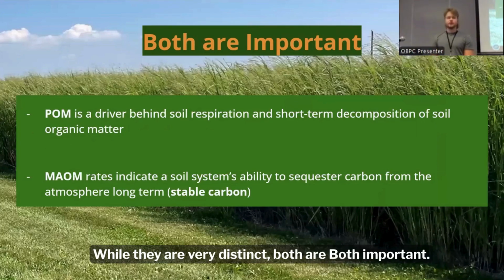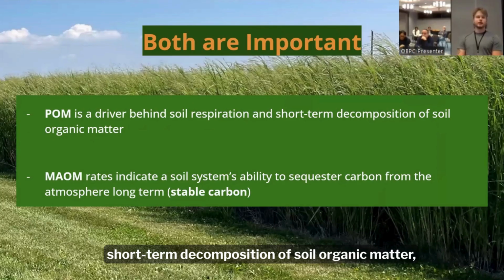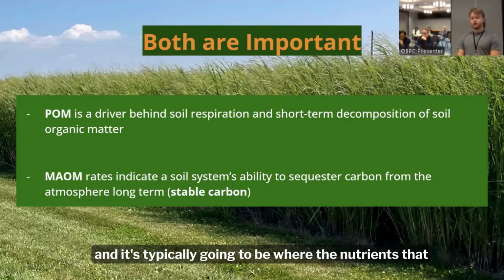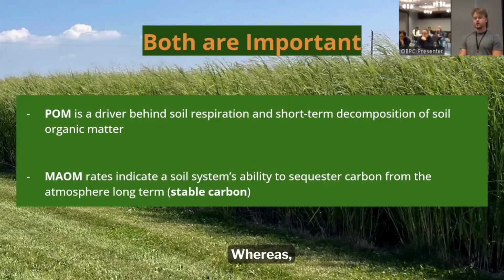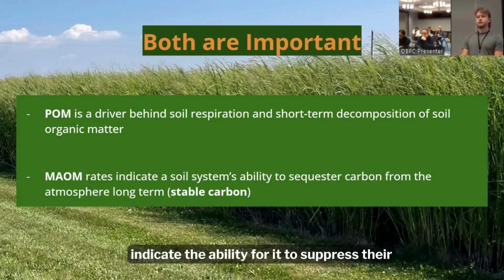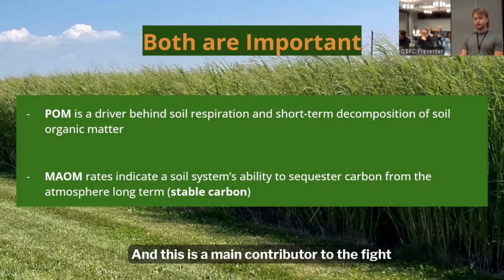While they are very distinct, both are important. So POM is a driver behind soil respiration, short-term decomposition of soil organic matter. That's typically going to be where the nutrients that the plants use for growth are coming from. Whereas MAOM, the rates of MAOM within a soil indicate its ability to sequester carbon from the atmosphere long-term. Like I said, stable carbon. And this is a main contributor to the fight against climate change.